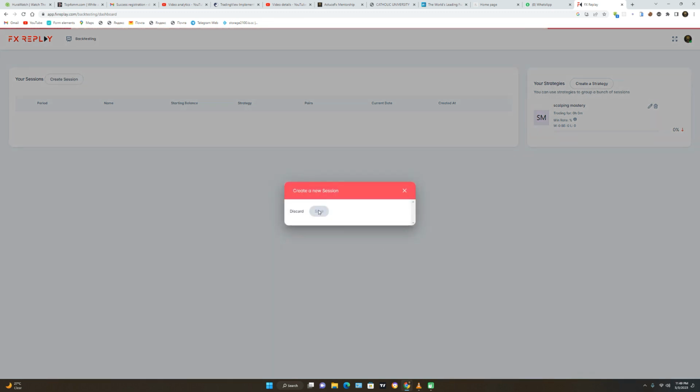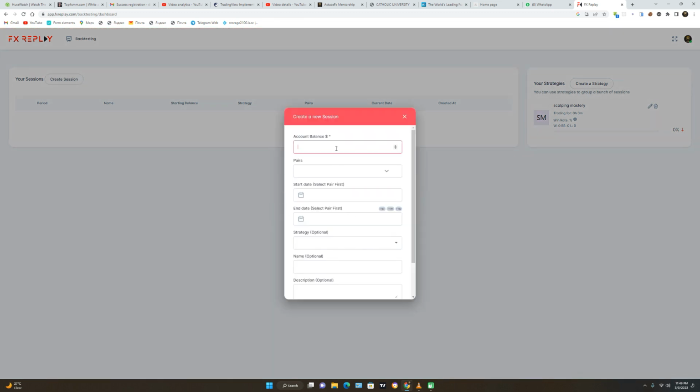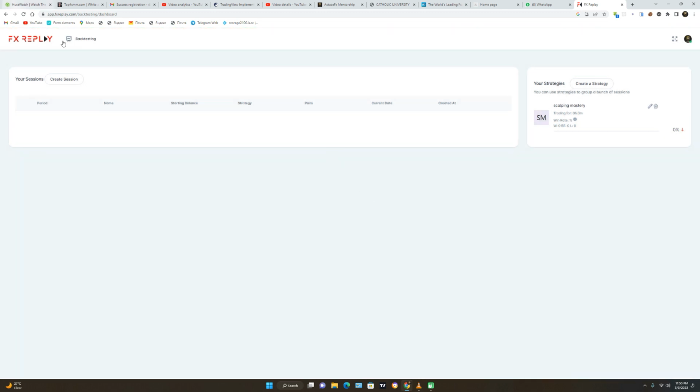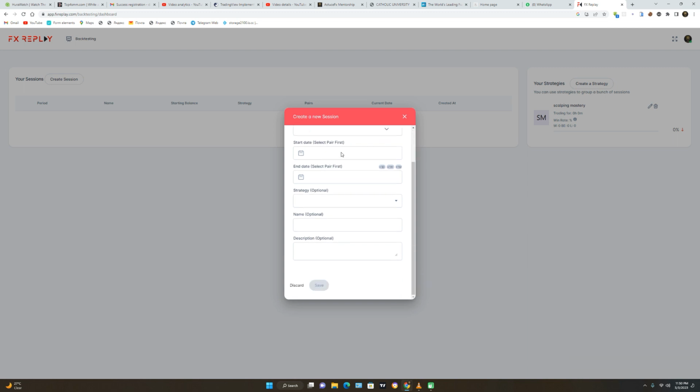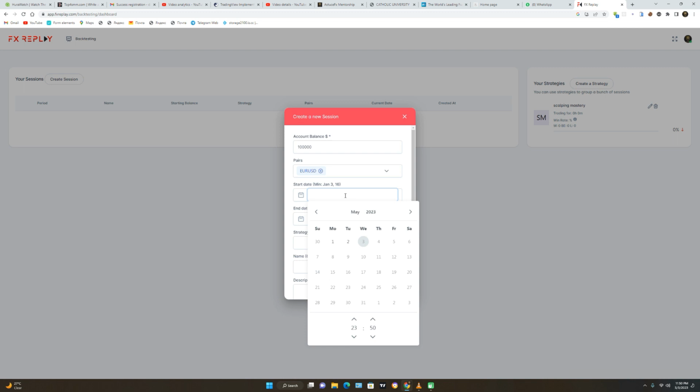Now let's create a session. I don't know what the session is, but account balance. Okay, so account balance, let me try 100K. The pair, I only trade EU, so that would be logical. Yeah, account balance was 100K. Then the pair, I'm going to trade EURUSD. Anything else is not my problem. The starting date, what do they mean? Starting minimum 3rd January. Okay, for the backtest.